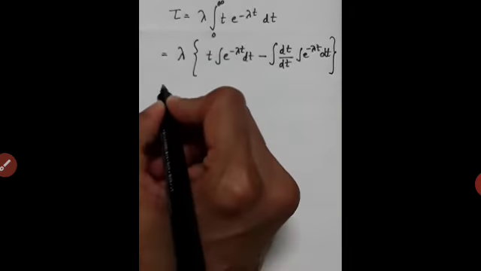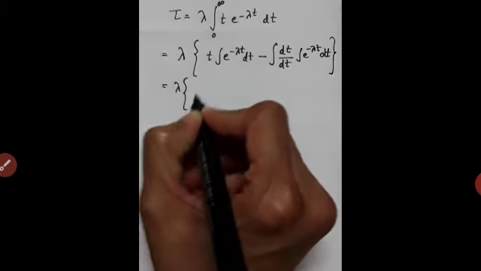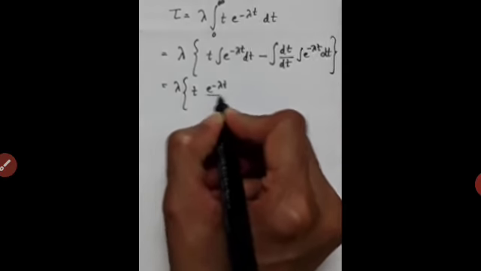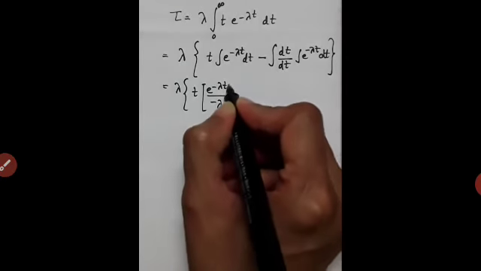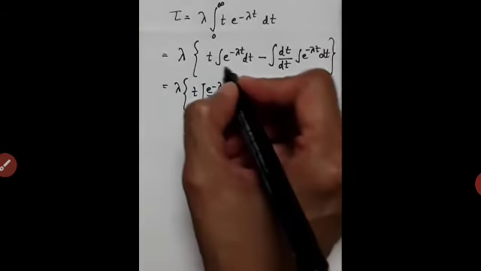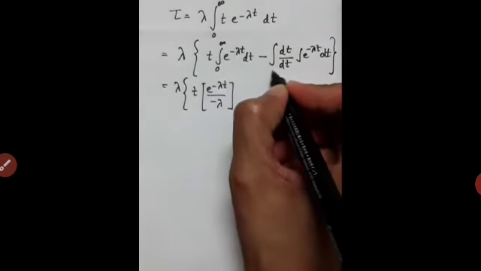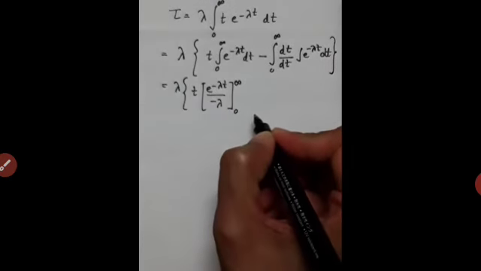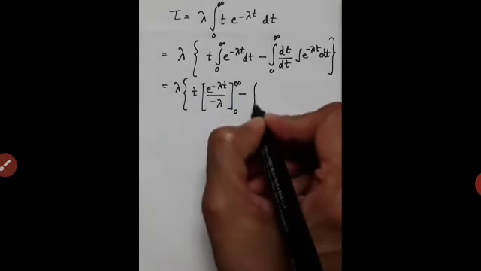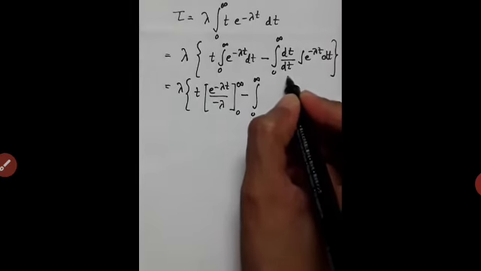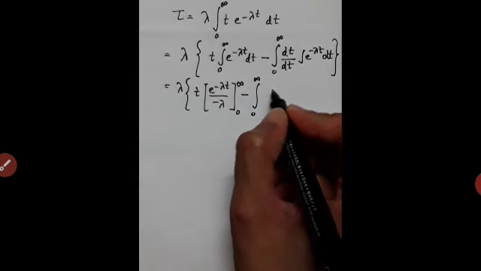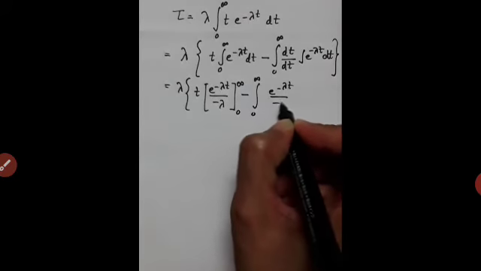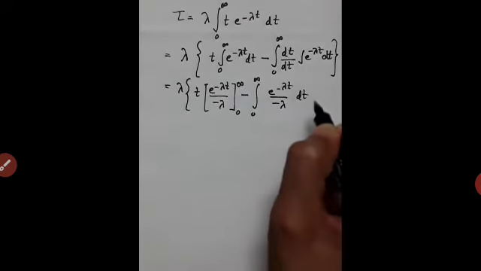Now here, when we integrate e raised to power minus lambda t, it is e raised to power minus lambda t upon minus lambda. We have to put the limits here, so the limits remain 0 to infinity. Differentiation of t is 1, dt upon dt is 1, and integration of e raised to power minus lambda t is again this.